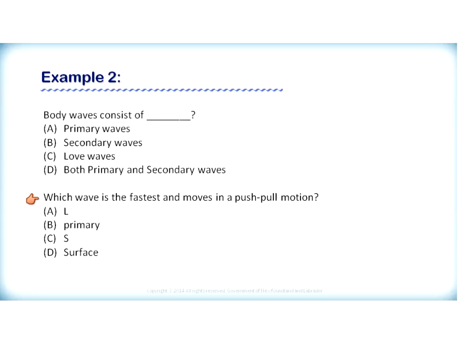Second question reads, which wave is the fastest and moves in a push-pull motion? So the fastest earthquake wave will be the primary wave, and it moves by compression, which generally is a push-pull motion.